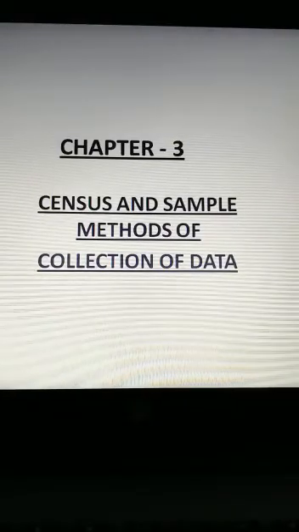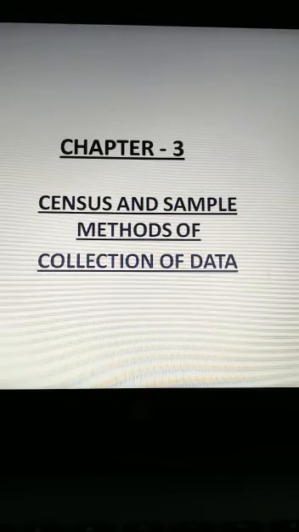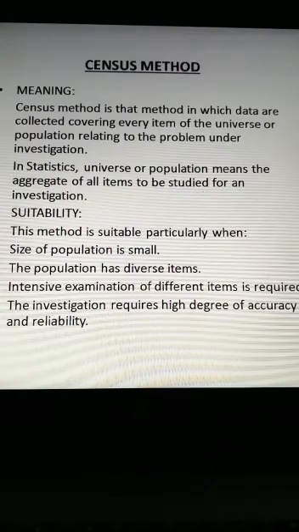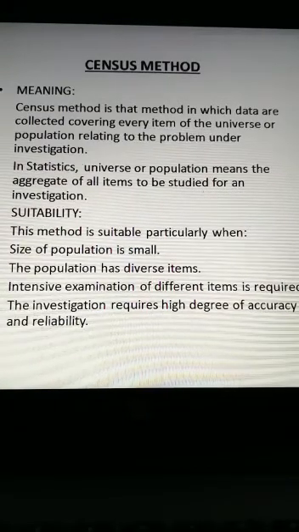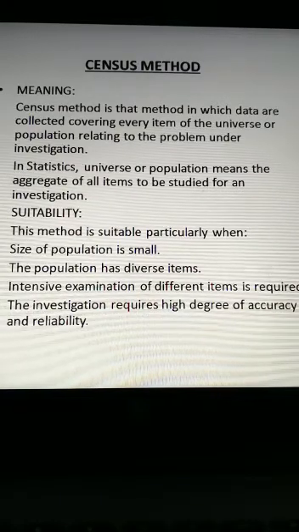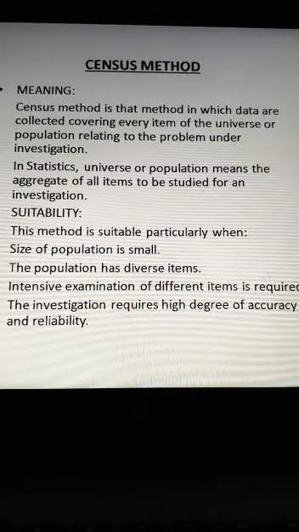Now in statistics, the third chapter is census and sample methods of collection of data. So we are going to see the census method first. Census method means collecting the data from each and every item of the universe or the population which is related to the investigation. The area of investigation is referred to as universe or population. So in that population, each and every item will be considered under the census method.